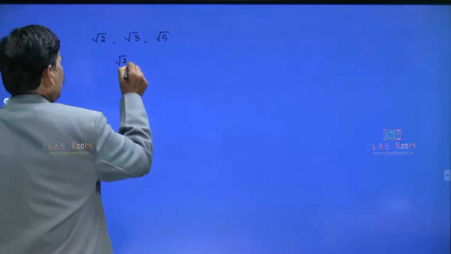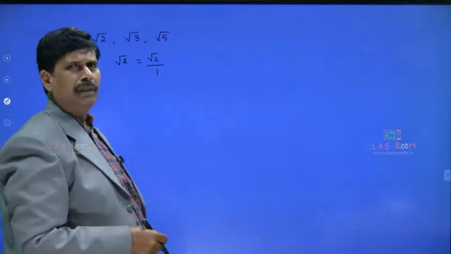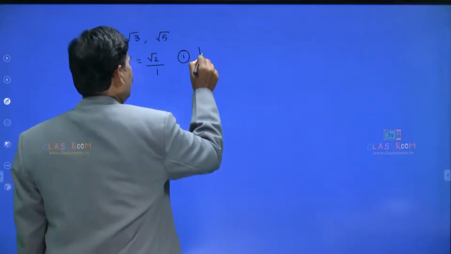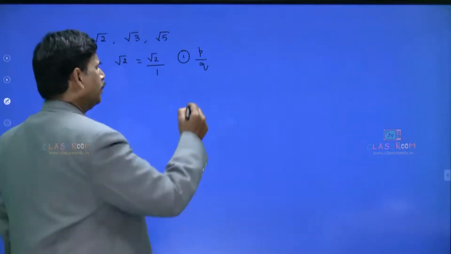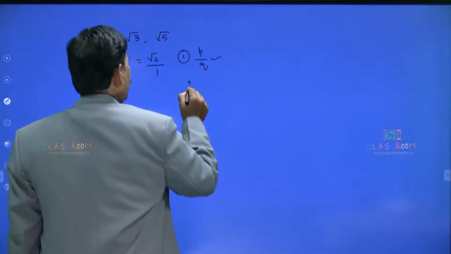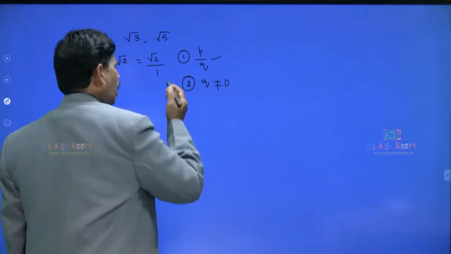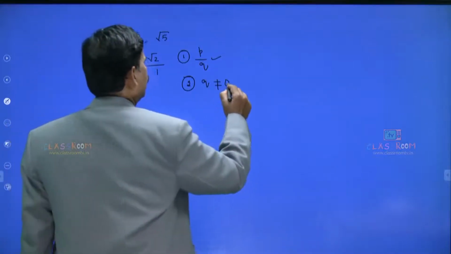Then, are they rational numbers? First we will verify. Let us see how we can verify it. This root 2, you can write it as root 2 by 1. No doubt in that. So, it is in the form of p by q. What is the first case to be verified for a rational number? It is in the form of p by q. So, it is verified, no doubt. And the second one, the denominator should not be 0. So, 1 is not 0. So, the second case is also verified.